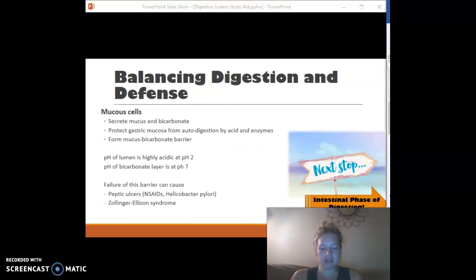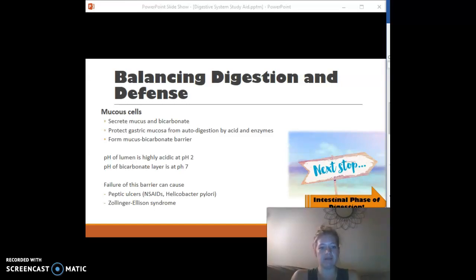The gastric phase of digestion requires a balance of defense and digestion. So the stomach must protect itself from autodigestion by acids and enzymes. And it does this through the mucus bicarbonate barrier, which is created by the mucosal cells, which we saw in that last slide. Those mucosal cells secrete mucus and bicarbonate, and they form a protective layer to protect the epithelium from damage from the acidity of the contents of the stomach.